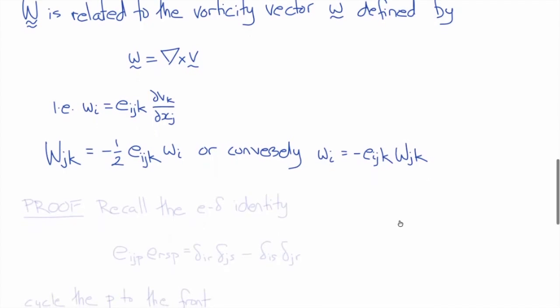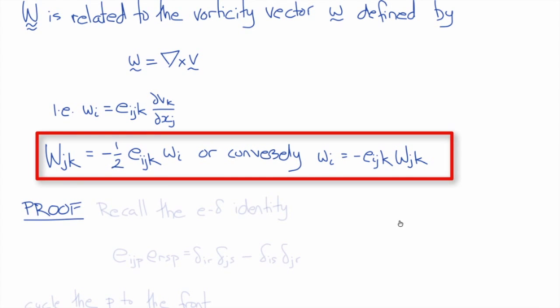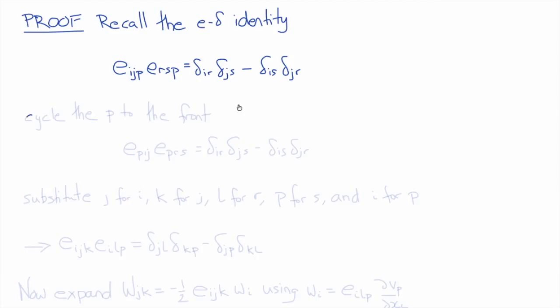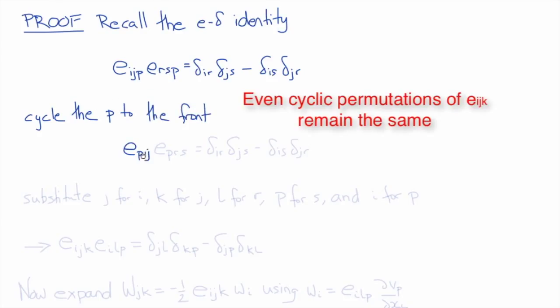So to prove this, we need to use the E delta identity that we introduced earlier. Now, the way that we wrote the E delta identity was EIJP ERSP equals delta IR delta JS minus delta IS delta JR. We need to rearrange this to put it in a form that's more useful for us. So we're going to recall that cyclic permutations of E are the same. So if we cycle P to the front of each of these, then we'd get EPIJ times EPRS must also equal delta IR delta JS minus delta IS delta JR.